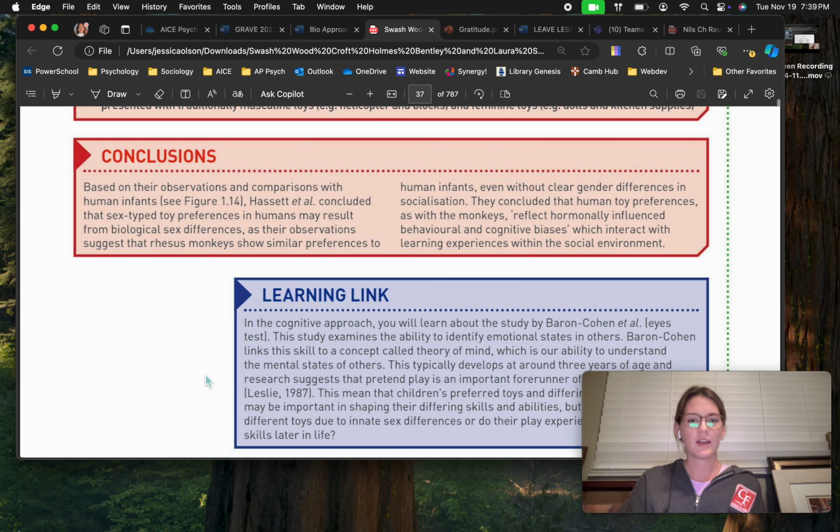Great. Now, conclusions. Based on their observations and comparisons with human infants, Hassett et al. concluded that sex-typed toy preferences in humans may result from biological sex differences, as their observations suggest that rhesus monkeys show similar preferences to human infants even without clear gender differences in socialization. What's socialization? I should have talked about that.